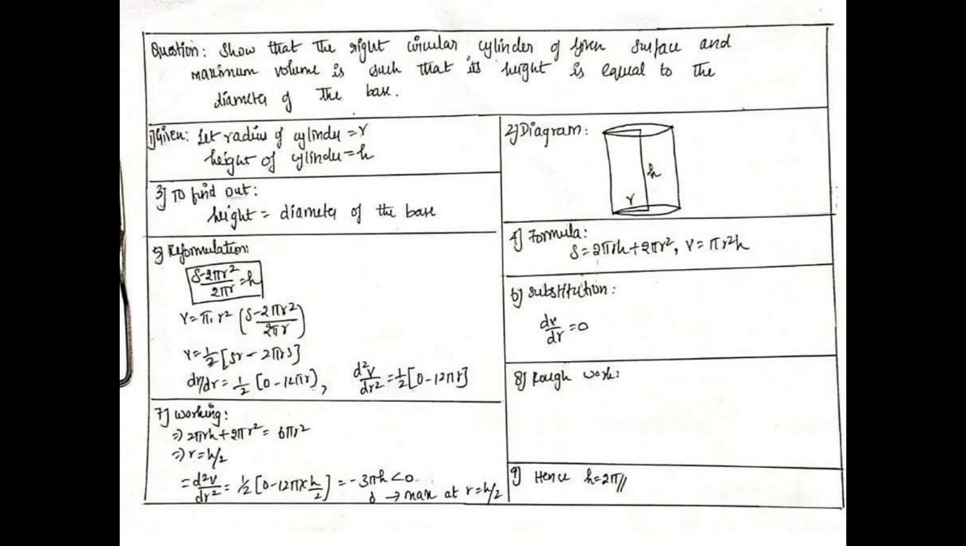Question number 3. Show that the right circular cylinder of given surface and maximum volume is such that its height is equal to diameter of base. Given that radius of cylinder is equal to r, height of the cylinder is equal to h. To find out, height is equal to diameter of the base. Formula, s is equal to 2 pi rh plus 2 pi r square and volume is equal to pi r square h.